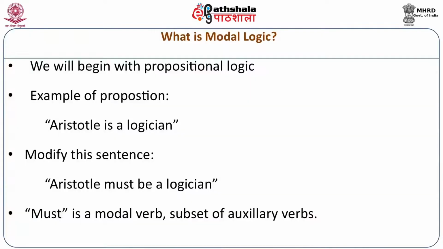Suppose I modify this sentence and add the word must, like Aristotle must be a logician. And how are we to understand the truth of this sentence? I have introduced the word must. So, in other words, modal logic is an attempt to explain such use of the word must in a given sentence like Aristotle is a logician. In this sense, we are going to be dealing with a set of verbs which are called modal verbs and which in turn are actually a subset of auxiliary verbs.